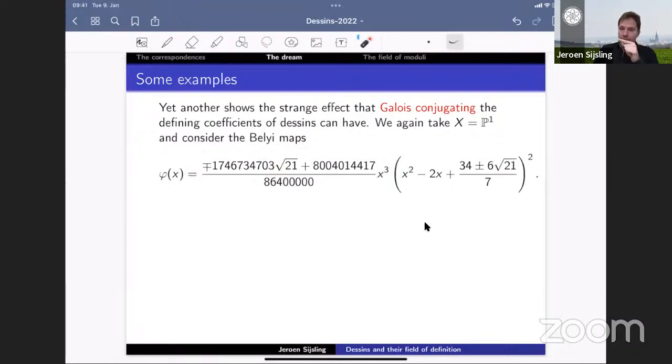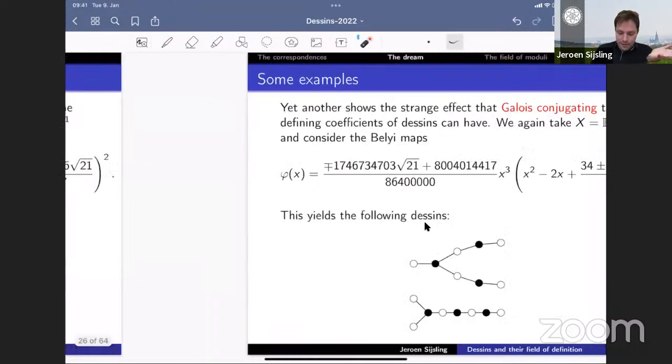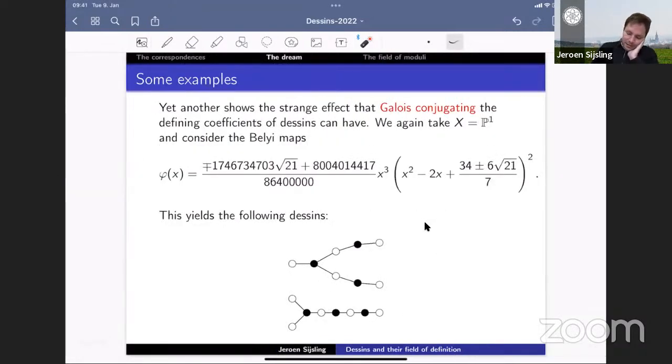However, they still change when you take a Galois element that maps square root of 21 to minus square root of 21, and this happens. You get these 2 dessins. One of them corresponds to one choice of the root, a minus here and a plus here. And the other one corresponds to the other choice of root, a plus here and a minus here. And these are transferred to each other by conjugation.